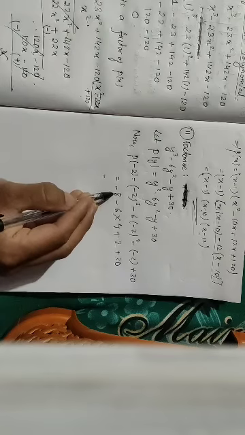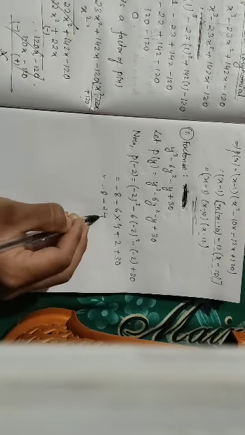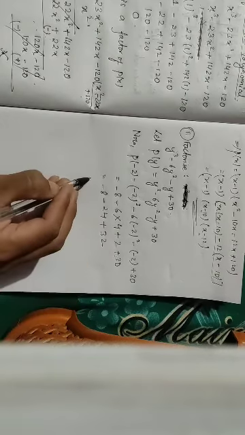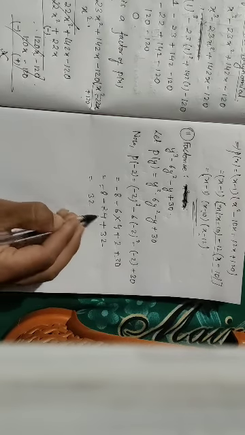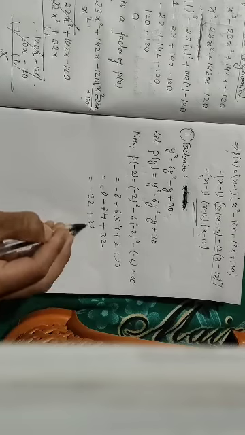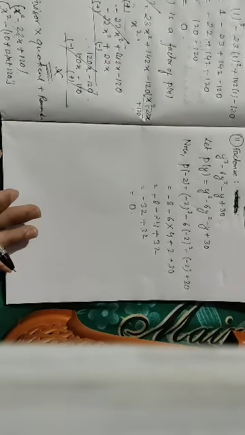So if I do this, it will be minus 8 minus 24 plus 2 plus 30. 2 plus 30 is 32, isn't it? So minus 8 minus 24, minus into minus, I have to add, that is 32, and the sign will be of the greater one, that is minus 32, plus 32. So minus 32 plus 32 is 0, isn't it? So I am getting p of minus 2 as 0.